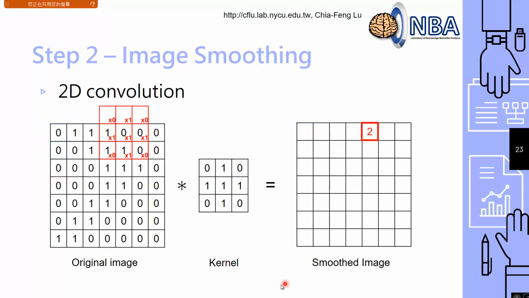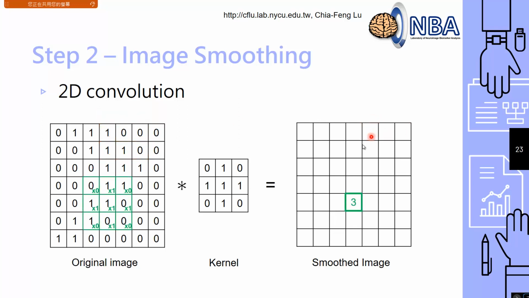Let's move the kernel to this part. That means I'm going to focus on this one. Okay, so again, you look at the close part right here. Now you get 2, 1, right? So 1 by 1, 1 by 1. You make the summation, you will get 2 right here.